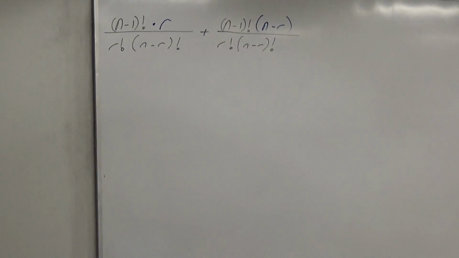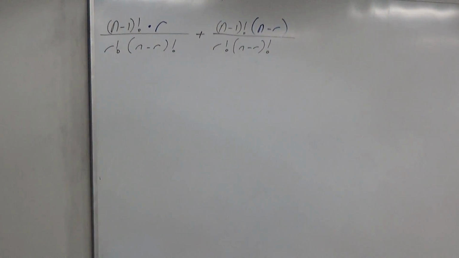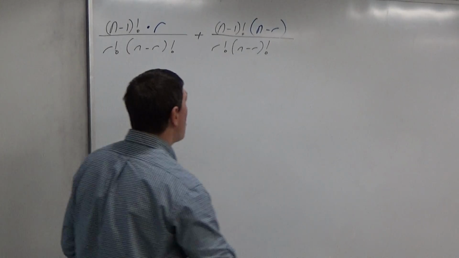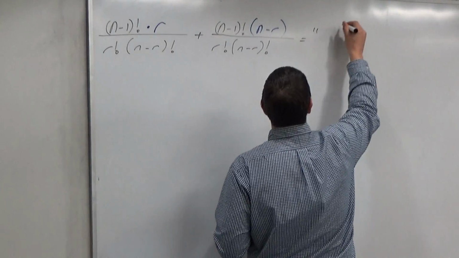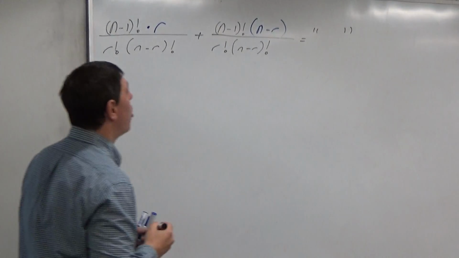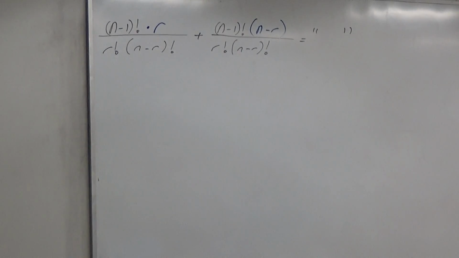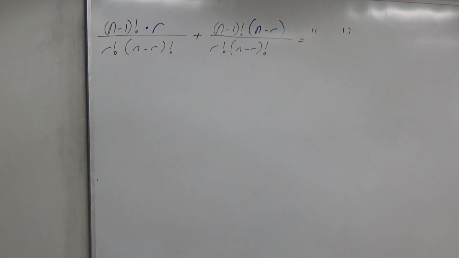Okay. Is this clear, guys? Any questions so far? Now we have equivalent fractions. This is supposed to be equal to n combination r, okay? It looks like it's going to get there. Okay. Any suggestions now that we have a common denominator?